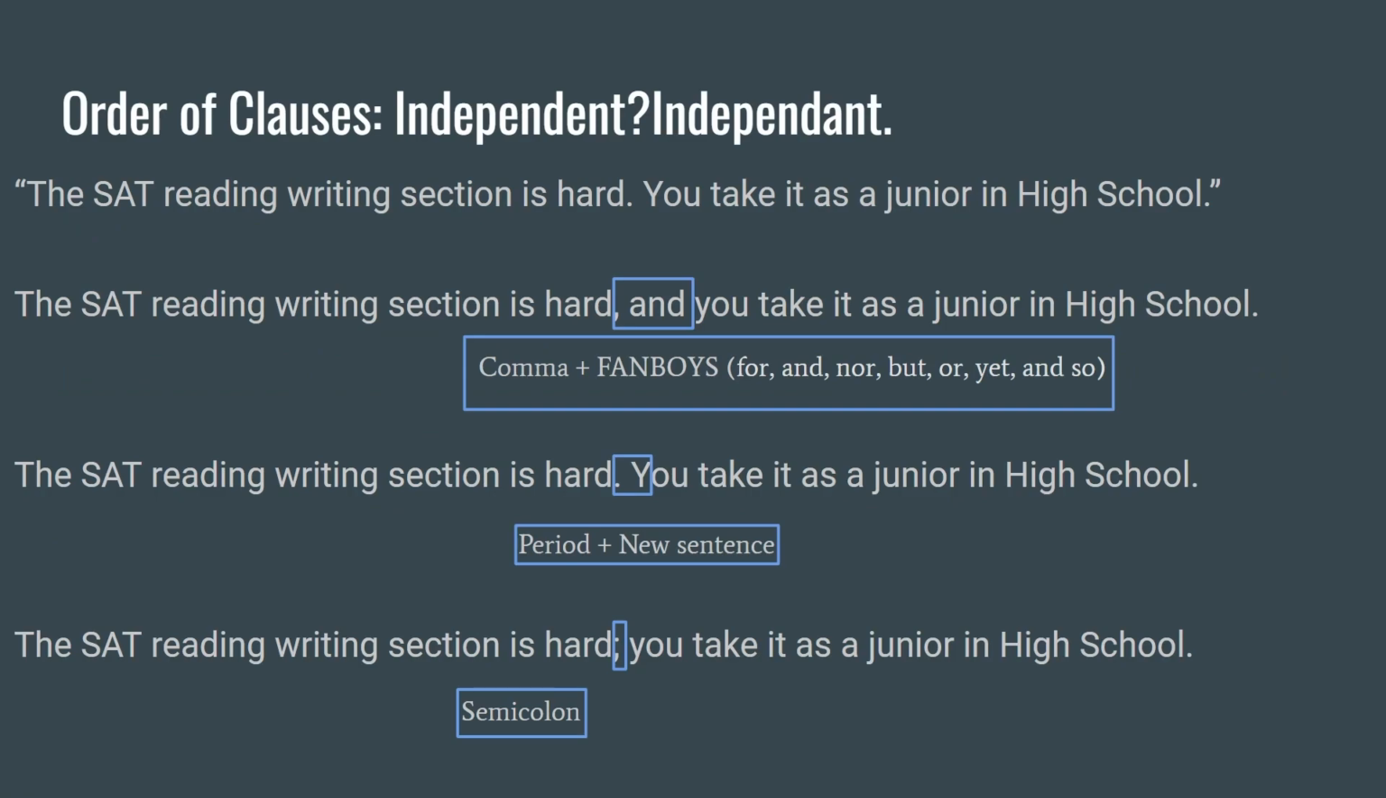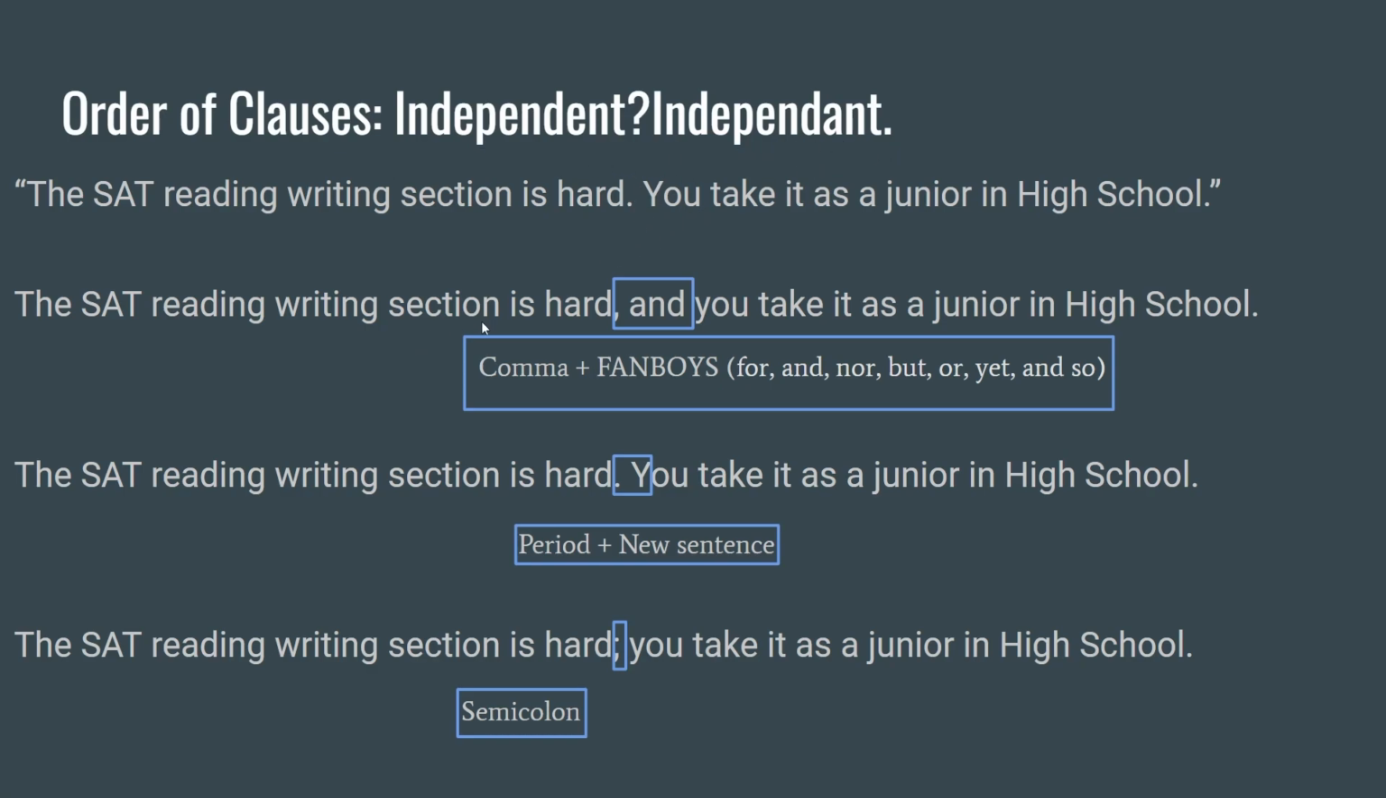The first of which is you can simply start a new sentence, right? This could be very obvious, but the SAT reading writing section is hard, period. This stands alone as a sentence. You take it as a junior in high school, period. This stands alone as a sentence. However, we can just separate the two with a period because they're both independent clauses and therefore they can just stand alone as a sentence.